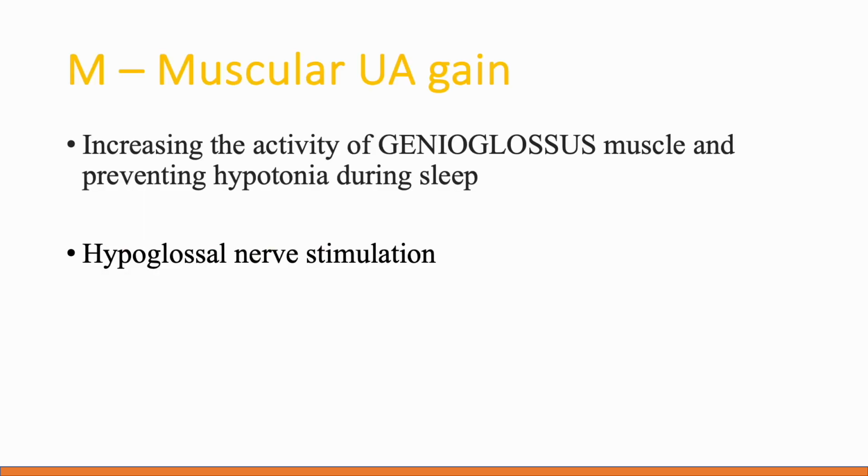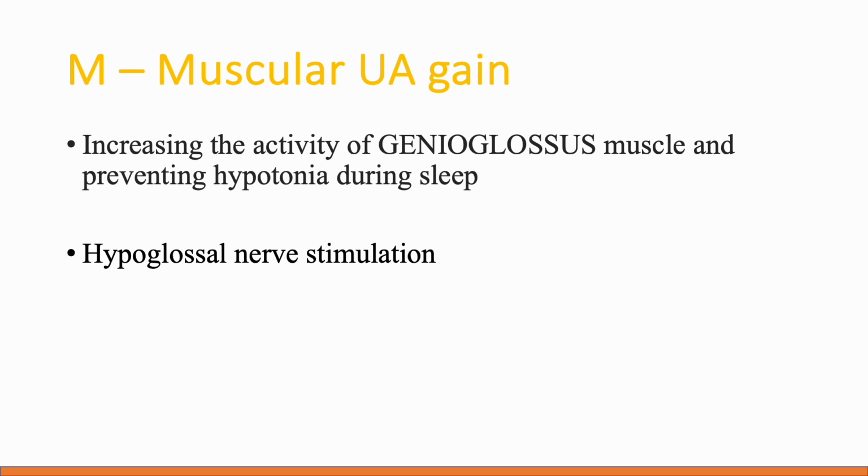The M of the endotype is muscular upper airway gain. And I've discussed all of this at the basic level in my previous video on pathophysiology. So I'm trying to keep it a little more advanced here. So in case you're not understanding the concepts here, you are welcome to see that video first and come back to this one. So, the muscular gain or the upper airway gain.